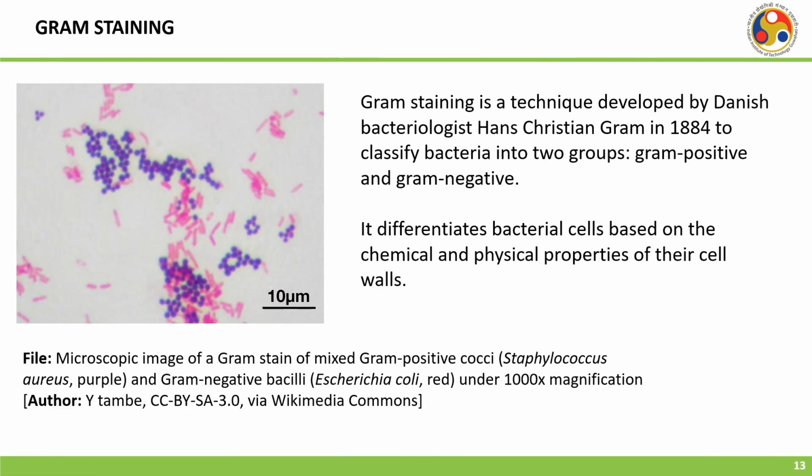Gram staining is one of the important techniques, developed by Danish bacteriologist Hans Christian Gram in 1884, and it was used to classify bacteria into two broad groups, the gram positive and gram negative, which you already know. In the earlier module we have discussed this at length. So in brief, gram staining differentiates bacterial cells based on the chemical and physical properties of their cell walls.